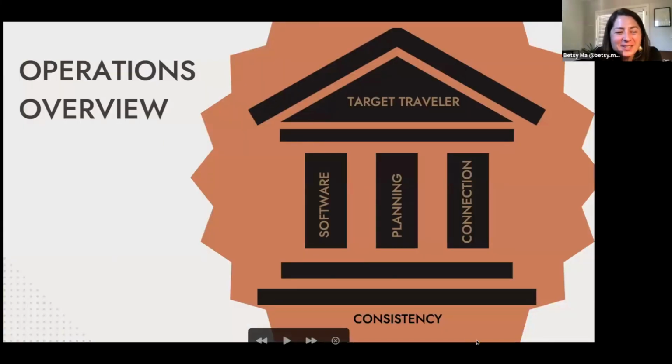So as far as the operations overview, the foundation is consistency, and there are all these other pillars that go into it. We have software so that we can automate as much as can be automated, like all of the key codes, the standard check-in procedures, the payment process. All of that, we have software so that we can eliminate those recurring day to day tasks.